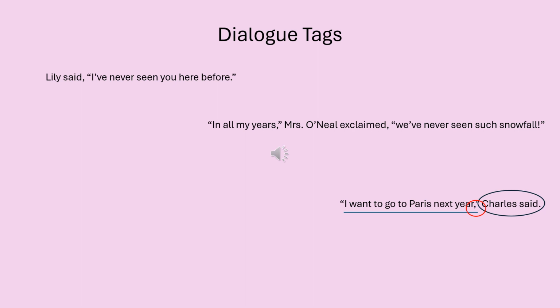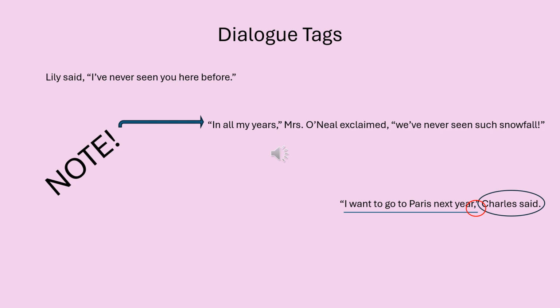You don't have to worry about this when the dialogue tag comes first. You don't have to worry about it when it comes in the middle. But when it comes at the end, you do have to think about, okay, this is a complete sentence. "I want to go to Paris next year." Normally, I'd put a period, but since I'm connecting it to a dialogue tag, I'm using a comma. Now, note, "In all my years," Mrs. O'Neill exclaimed, "we've never seen such snowfall."